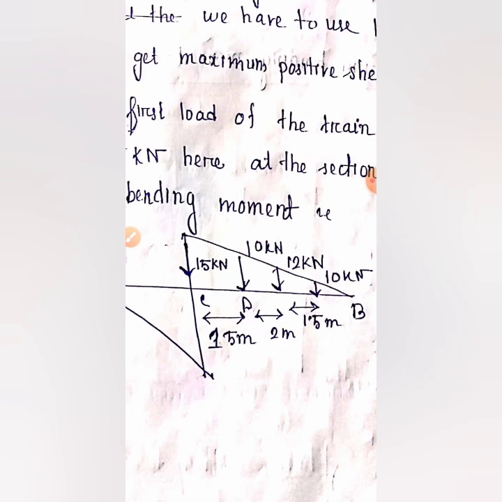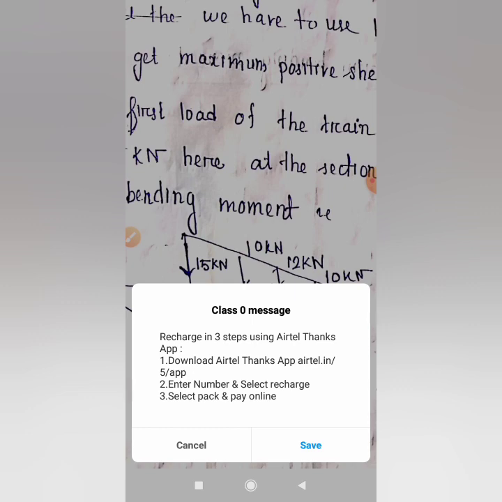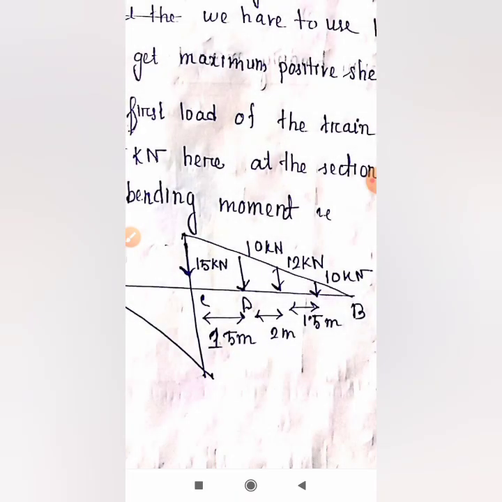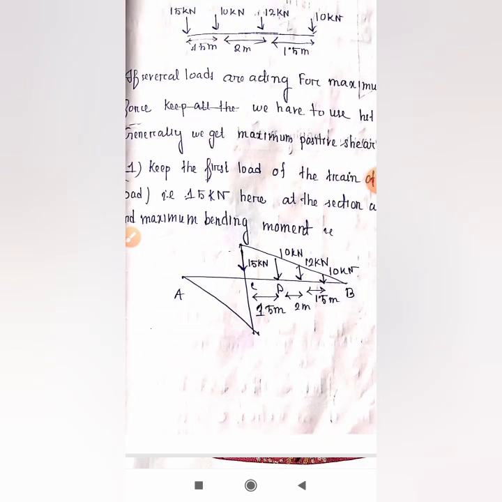15 kilonewton, just keep the 15 kilonewton load at section C and all the loads at the right of C, that means in the positive zone. Okay, now we have to check another case.